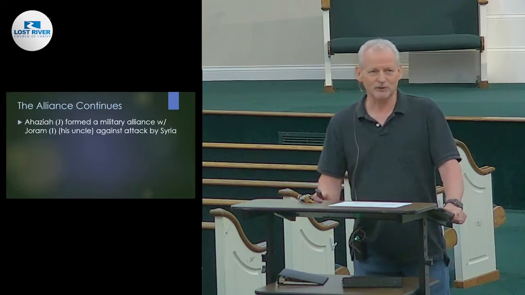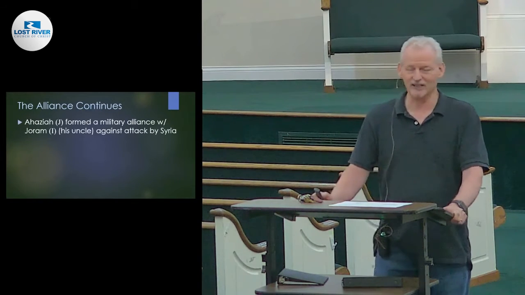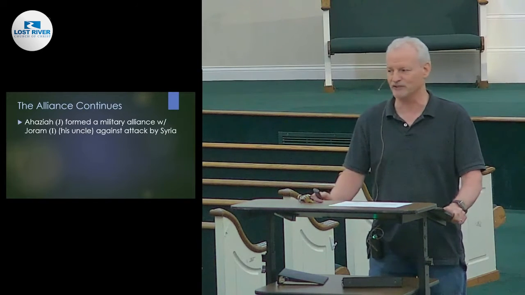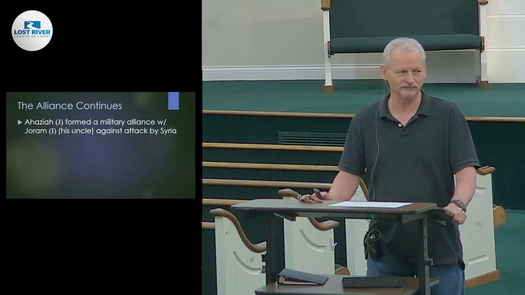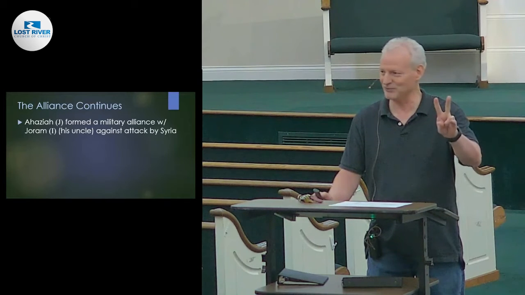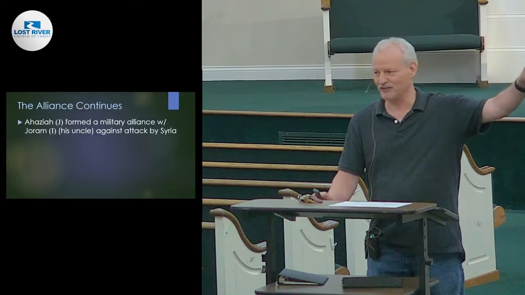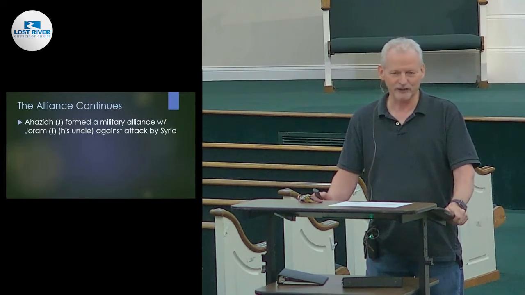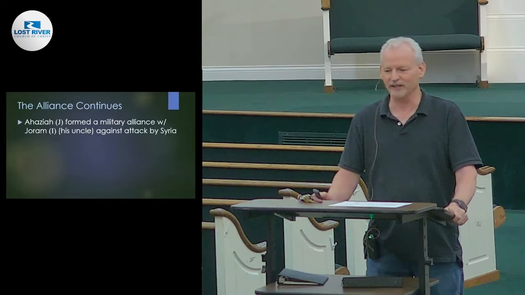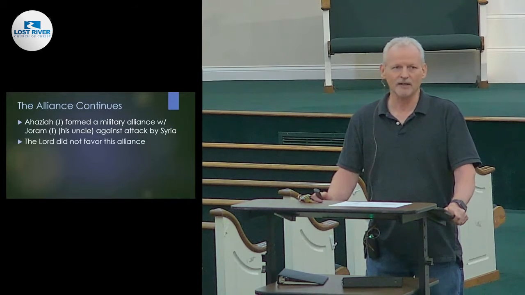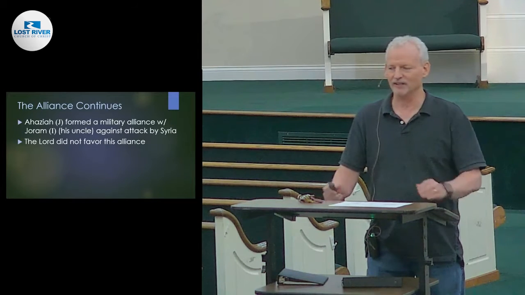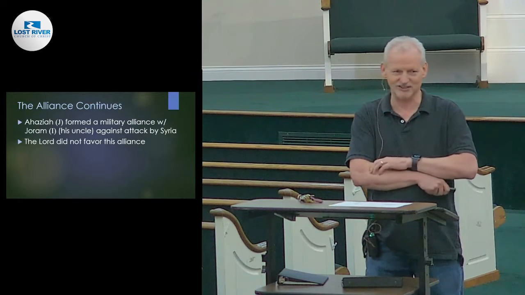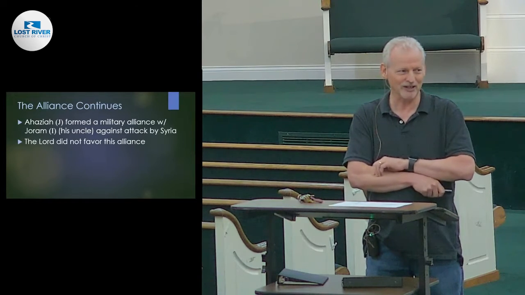So the alliance between the two nations continues. Ahaziah then, of Judah, forms a military alliance with Joram of Israel, his uncle. Okay, there's an intermarriage here. So now Joram over here in Israel is his uncle, and they're trying to form an alliance again to ward off an attack by Syria. The Lord did not favor this alliance. So who is really responsible for Judah's successes and failures? But the Lord God himself.